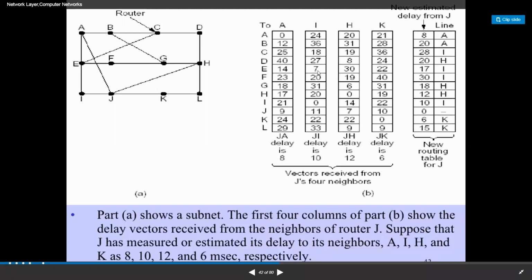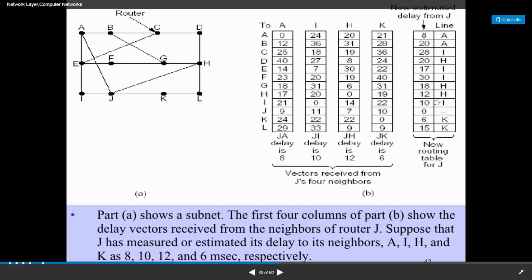Okay, here the value is 7 and this one is 10, that is 17 and the line will be I for J to E. Next, J to F. Here 23 plus 8, 31, 20 plus 10, 30, 19 plus 12, 31, 40 plus 6, 46. The least value is 20 plus 10, that is 30. The line will be I.